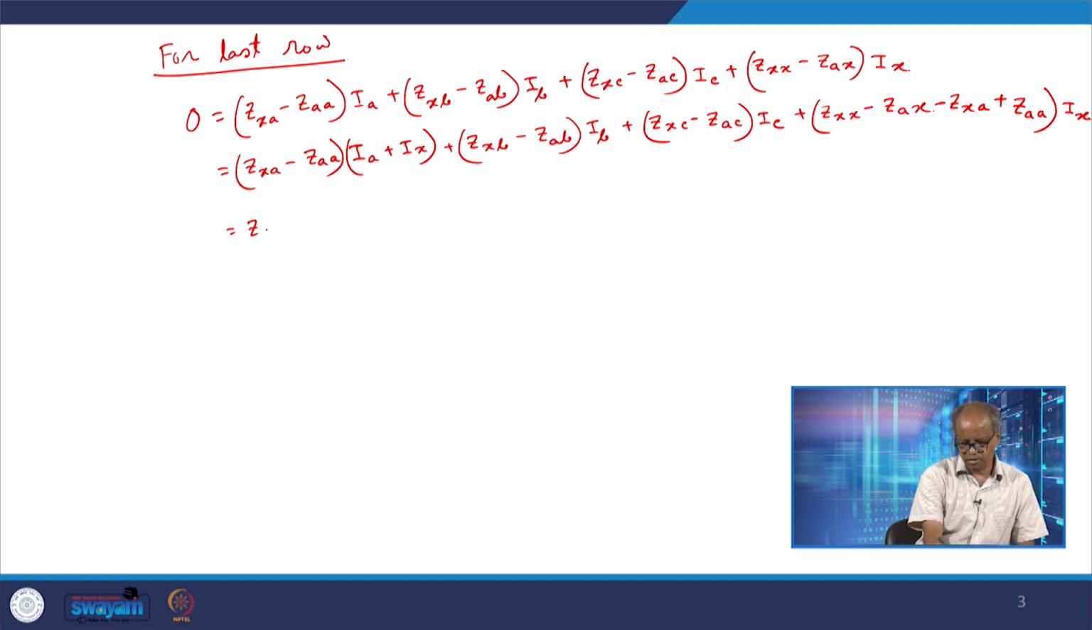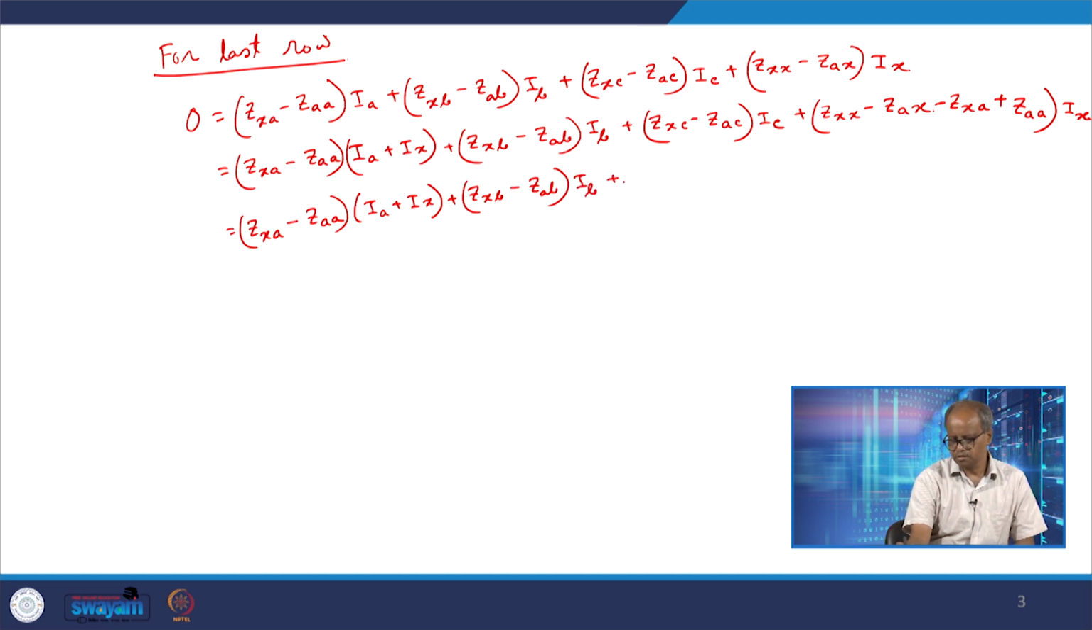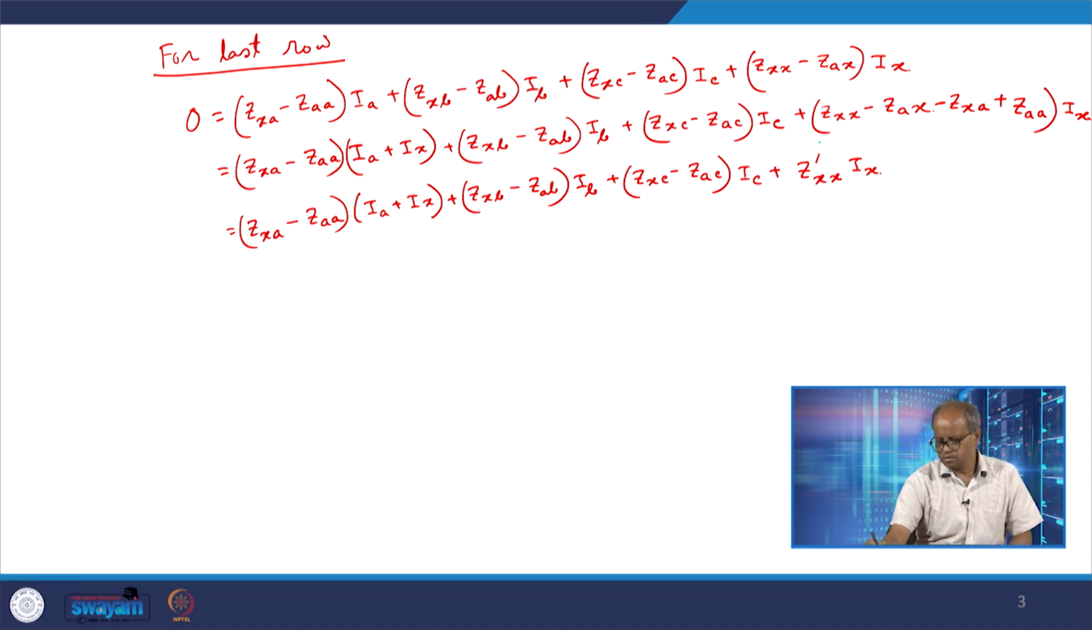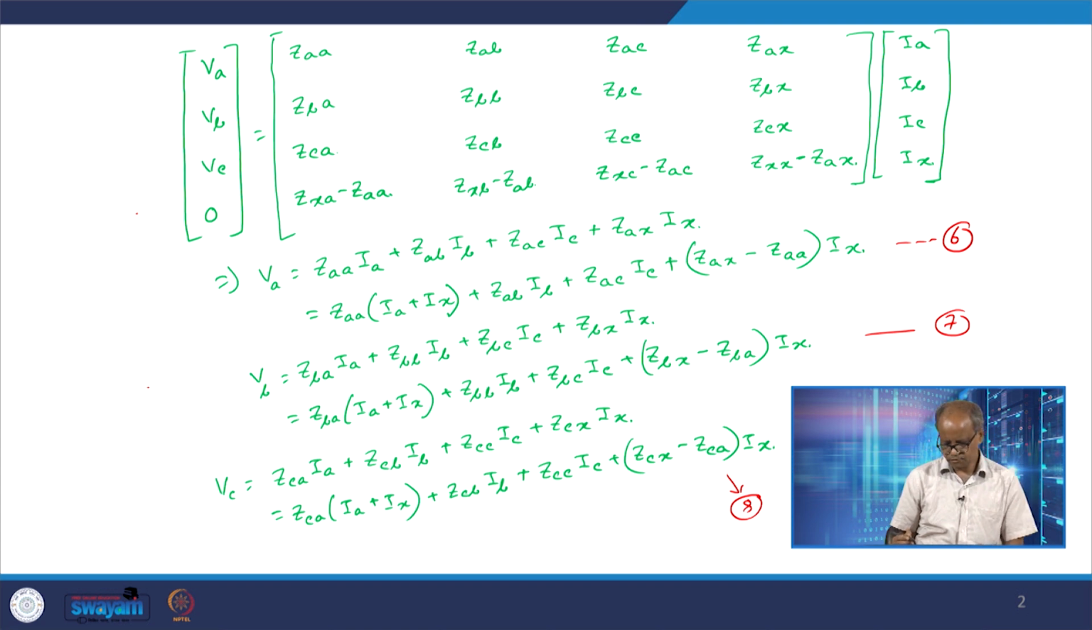Therefore, I can write it down as (ZXA minus ZAA) into (IA plus IX) plus (ZXB minus ZAB) into IB plus (ZXC minus ZAC) into IC plus, say, ZXX dash into IX. This is actually ZXX dash, and this is equation 9. So, now I have got 4 equations 6, 7, 8, 9.